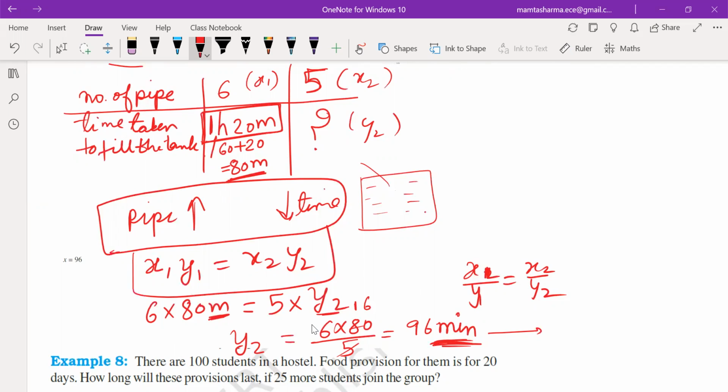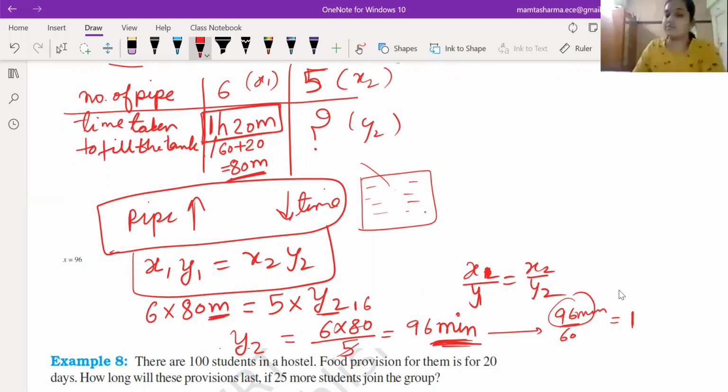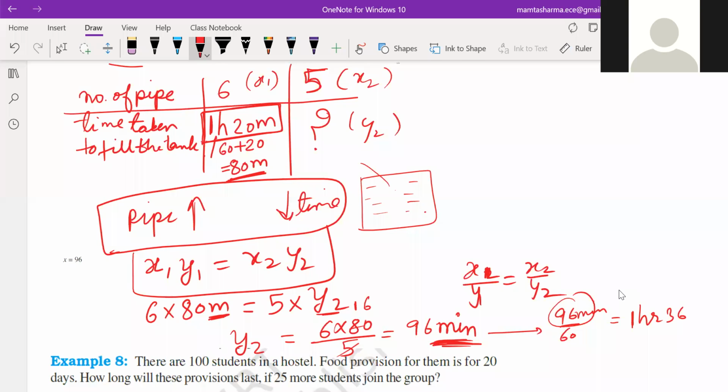In 96 minutes, how many hours will there be? When you divide 96 by 60, you get hours and minutes, right? In 96 minutes, there will be one full hour of 60 minutes, and the leftover minutes will be 36 minutes. 1 hour 36 minutes.